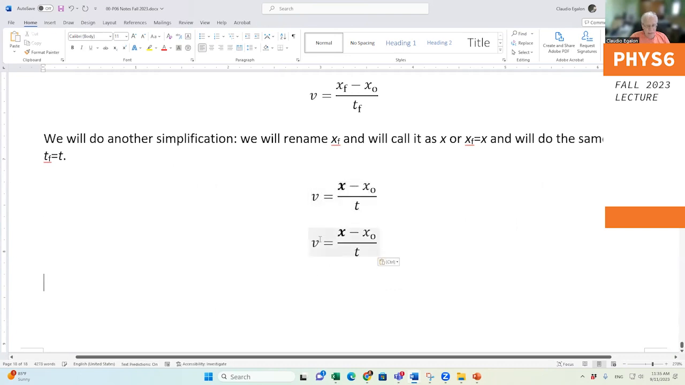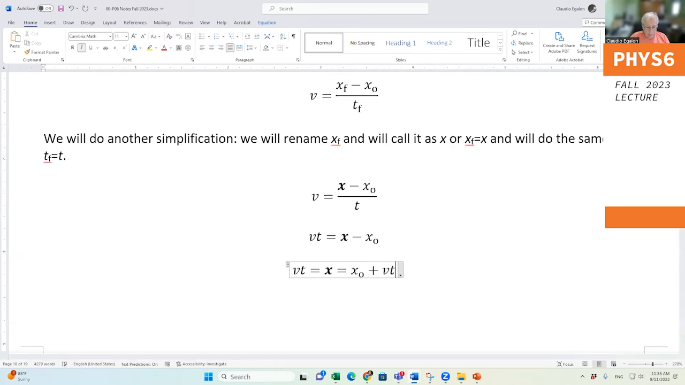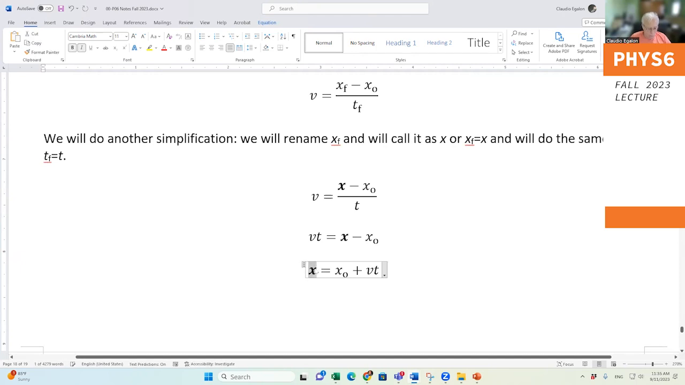So the first step is to multiply both sides by t, right? And then solve for x. So we end up getting x naught plus vt. So we finally have all the equations of motion for constant velocity.